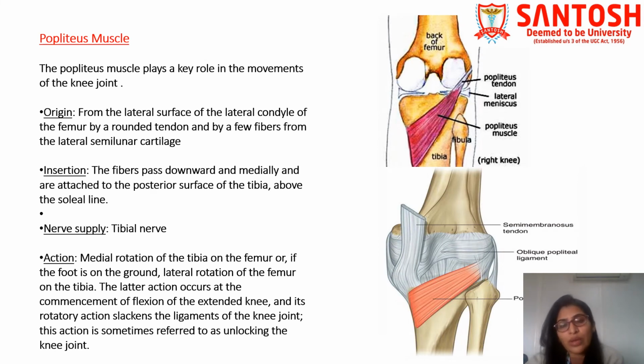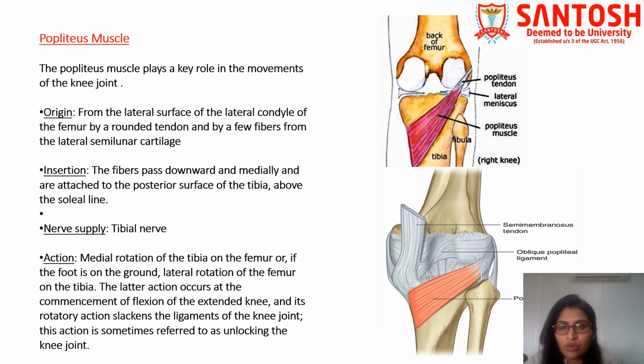Now, one word about the popliteus muscle, which is an important muscle. It plays a key role in the movements of the knee joint. If we talk about the muscle, we will talk about the origin, insertion, nerve supply, and action. If we look at this diagram, the origin is from the lateral surface of the lateral condyle of the femur by a rounded tendon and by a few fibers from the lateral semilunar cartilage.